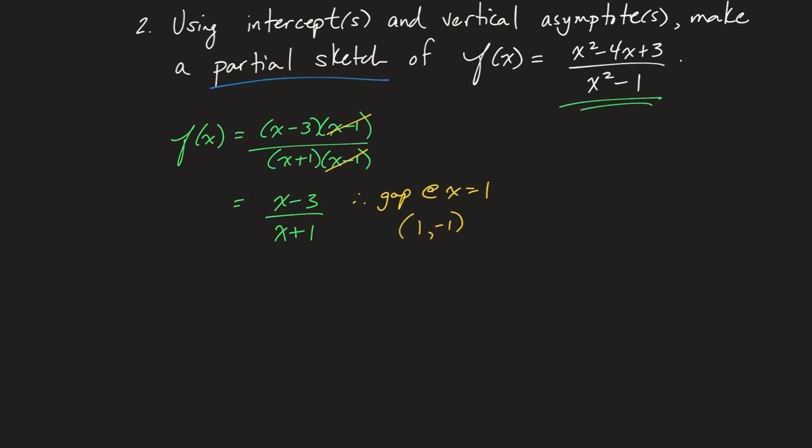Okay. I still haven't done anything that the problem asked, because it said using intercepts and vertical asymptotes. So the next thing I'm going to do is find my intercepts. I imagine for a lot of us, finding intercepts should be pretty easy. To find my y-intercept, my x value equals 0, and I'm going to sub that into my simplified form. When I do, I end up getting a y value of negative 3 over 1, which is negative 3.